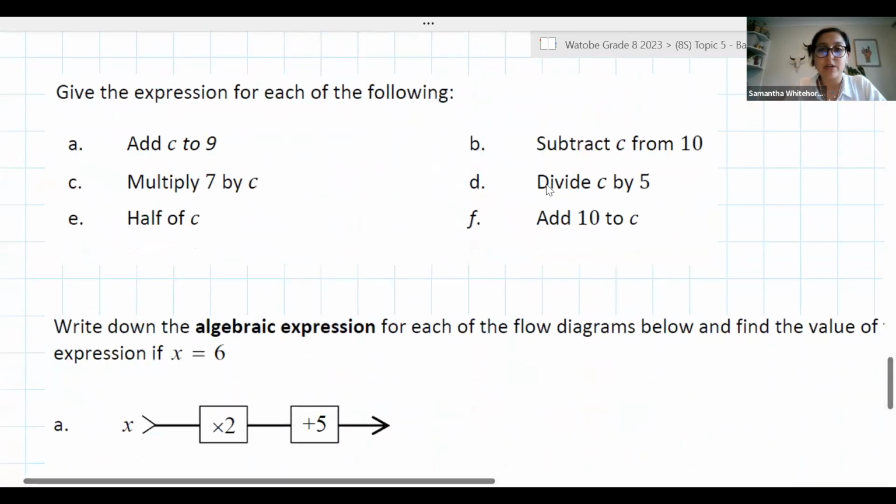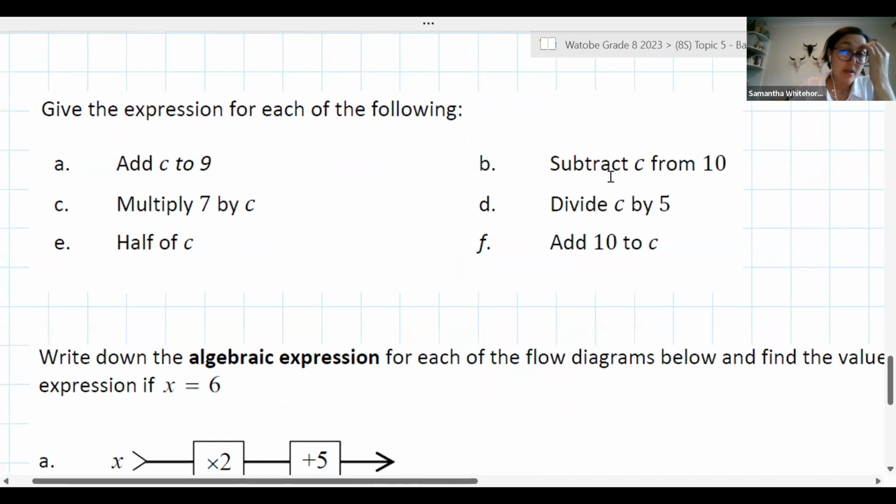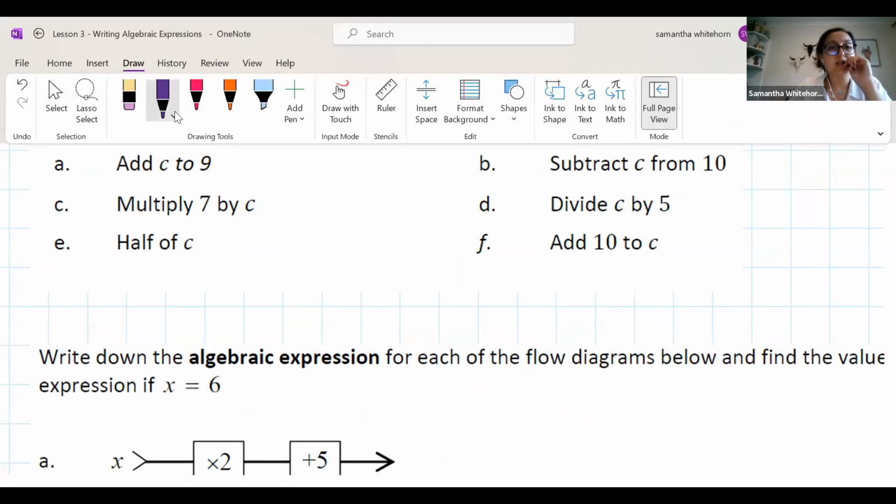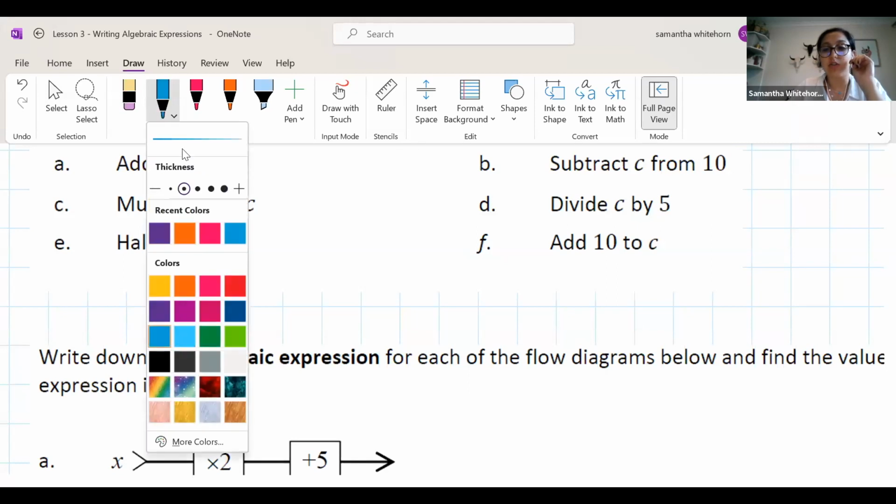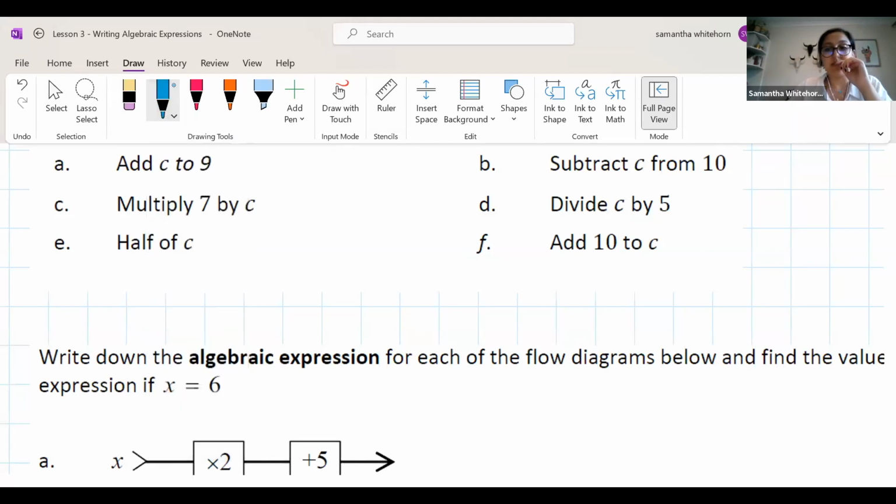Alrighty. So we did do a couple of these last week, so hopefully these will go pretty quickly. I'm going to do some with you. I'm going to let you do others by yourself. So just listen to me first, and then I'll tell you which ones you're going to do by yourselves.